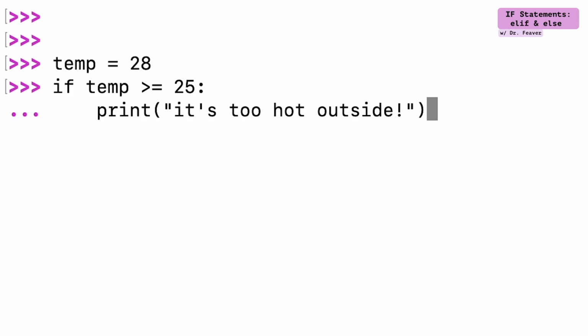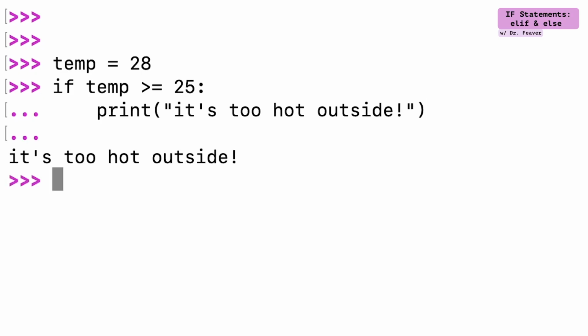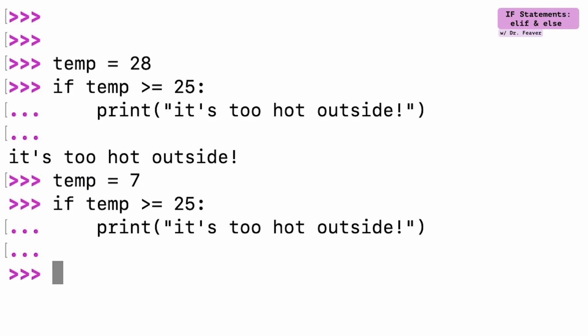So here, since the temperature is equal to 28, which is bigger than or equal to 25, it should print. And it does print it's too hot outside. If I change the temp to 7 degrees, then I evaluate this. You see it didn't print anything because the temperature bigger than or equal to 25 did not evaluate to true.